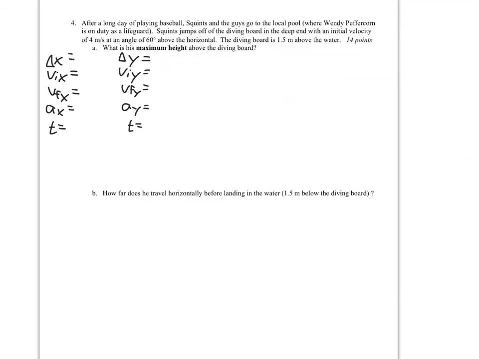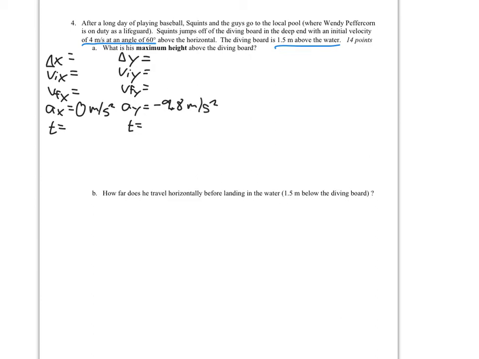All right, so moving on to this next one. Here we have a student jumping off of a diving board with an initial velocity of 4 meters per second and an angle of 60 degrees above the horizontal. And the diving board is 1.5 meters above the water. So we're not having a symmetrical launch here, and we'll talk about that in a second. First, of course, though, we can fill in our accelerations, 0 in the x direction and negative 9.8 in the y direction here.